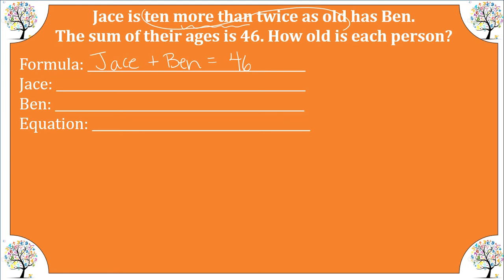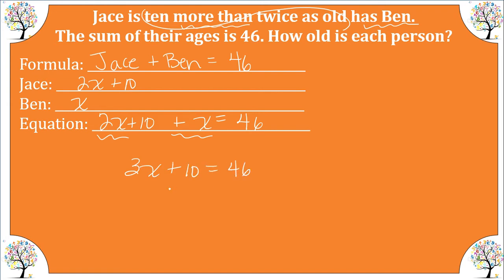So Jace is 10 more than twice as old as Ben. We don't really know anything about Ben, so let's let Ben be X. And then Jace is 10 more than twice as old, so 2 times X plus the 10. Now we're going to plug our expressions into the formula and get 2X plus 10, that's Jace, plus X, that's Ben, is equal to 46. Now we're just going to solve. We combine our like terms and get 3X plus 10 is equal to 46. We subtract 10 from both sides and get 3X is equal to 36.